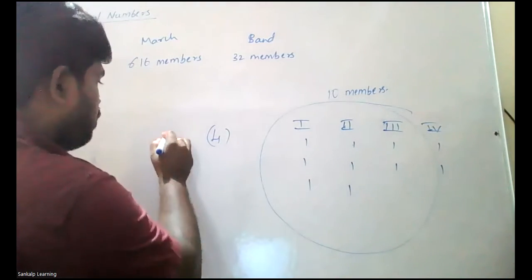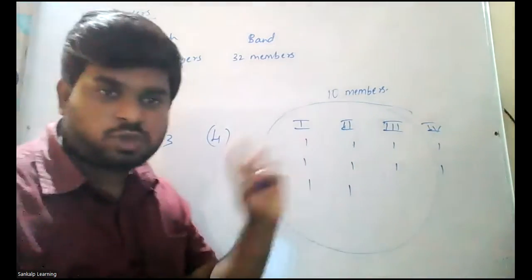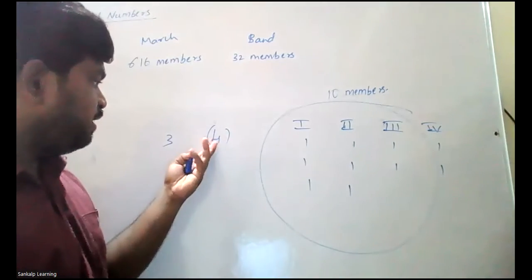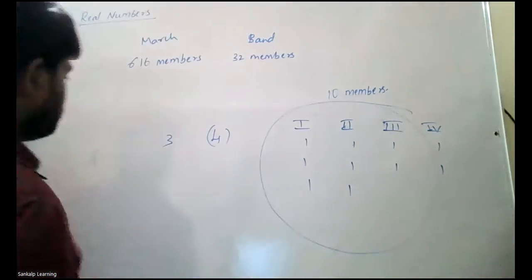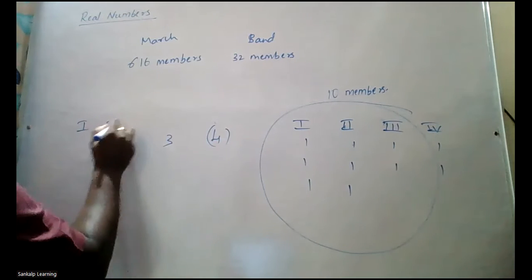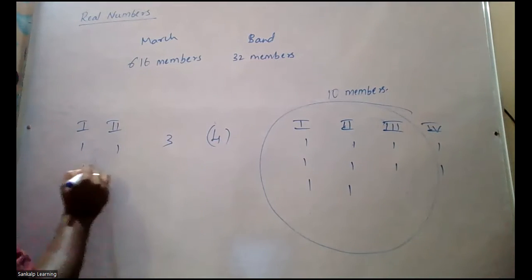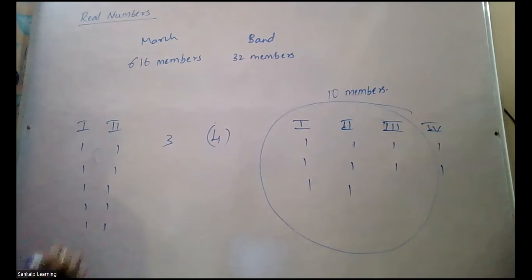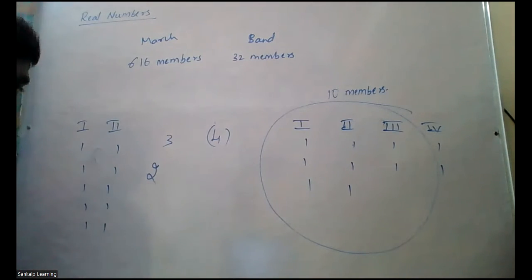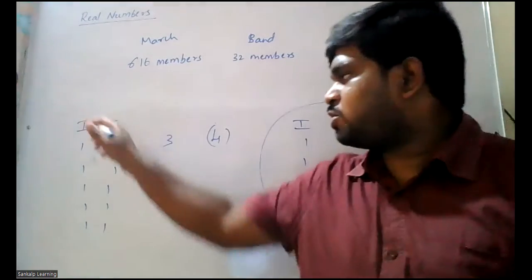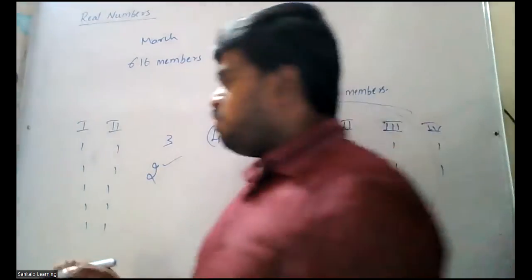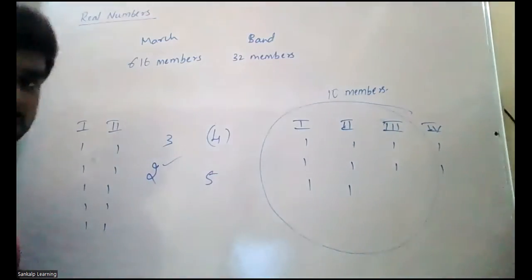See, initially I wanted to make 3 columns. It was not possible. Then I wanted to make 4 columns. It is not possible. Say suppose you want to make 2 columns. Let's check. 1, 2, 3, 4, 5, 6, 7, 8, 9, 10. It is possible, right? So I wanted to make 2 columns. Out of 10 members, I wanted to make 2 columns. It is possible. Even if I wanted to make 5 columns, it is possible.